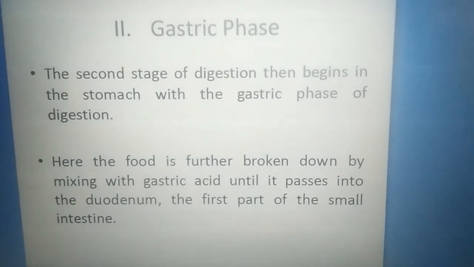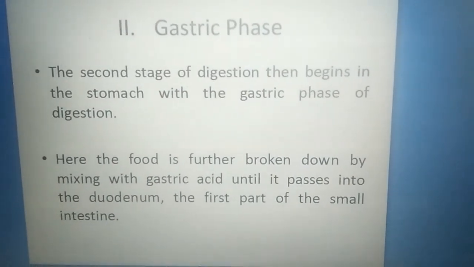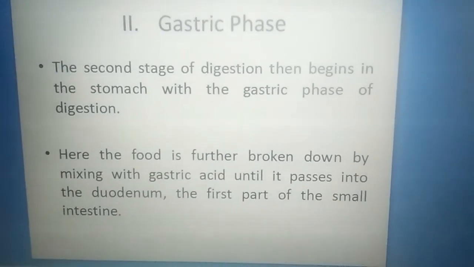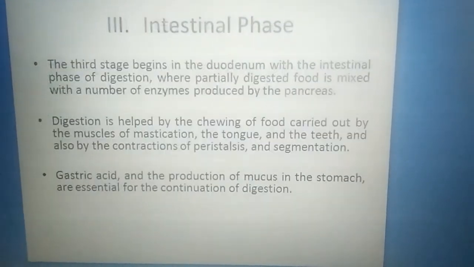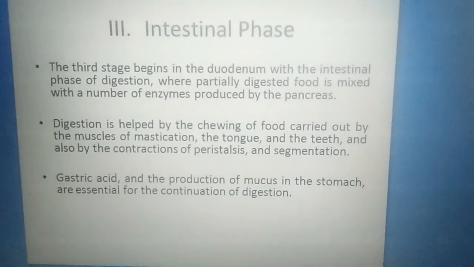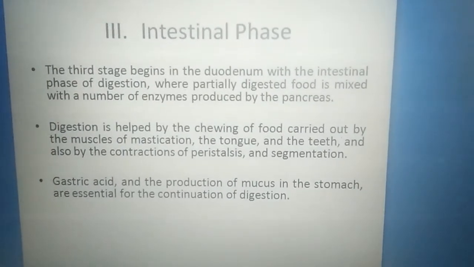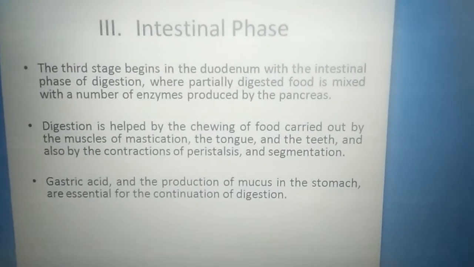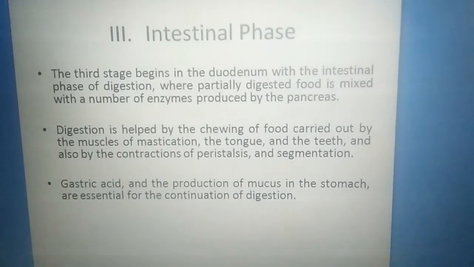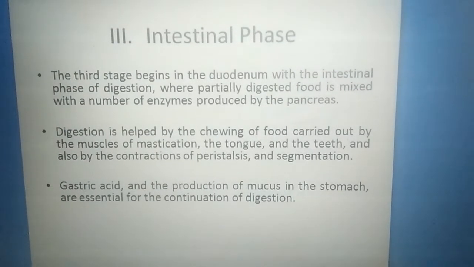The second one is the gastric phase, which starts in the stomach. Here the food is further broken down by mixing with gastric acid until it passes into the duodenum, which is the first part of the small intestine. From the duodenum, the third phase, the intestinal phase, starts, where partially digested food is mixed with a number of enzymes produced by the pancreas. Digestion is helped by the chewing of food carried out by the muscles of mastication, the tongue, the teeth, and also by the contractions of peristalsis and segmentation.